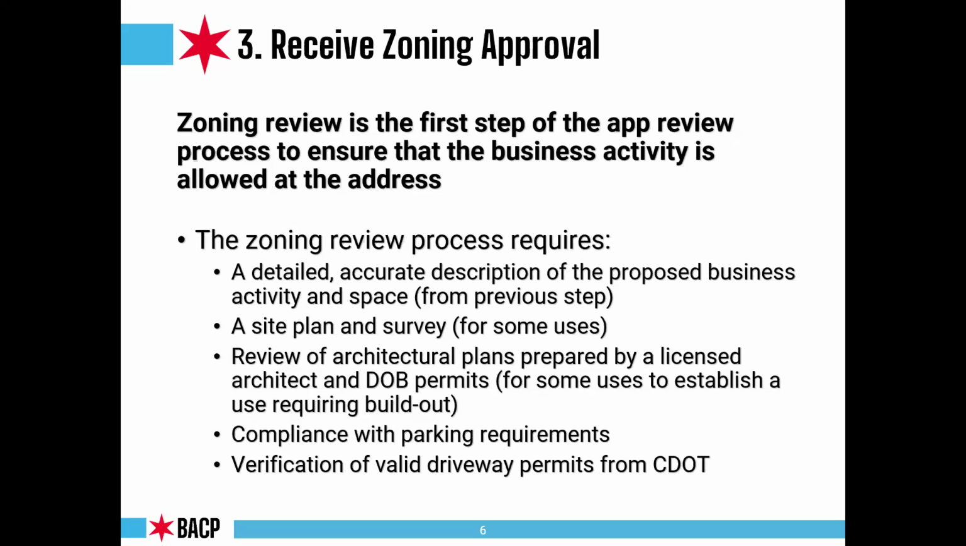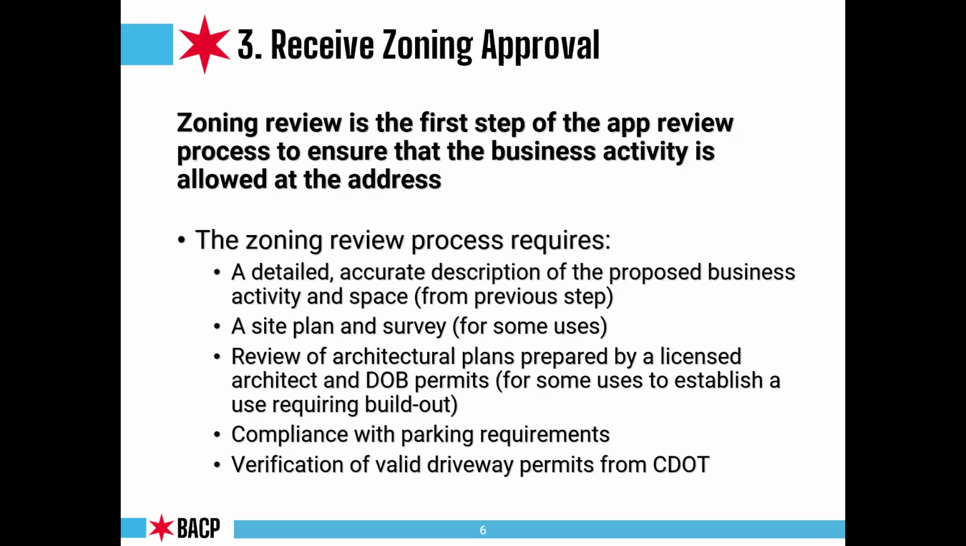For instance, if the space that you're looking to operate out of previously functioned as an office space, but now you're looking to go in there and operate as a full-blown restaurant, well, we're going to need to see architectural plans, right? We're going to need to see proof that building permits were pulled and that that space was converted from office to a restaurant, right? We can't just decide, hey, I'm going to run a restaurant here if the proper build out hasn't taken place.